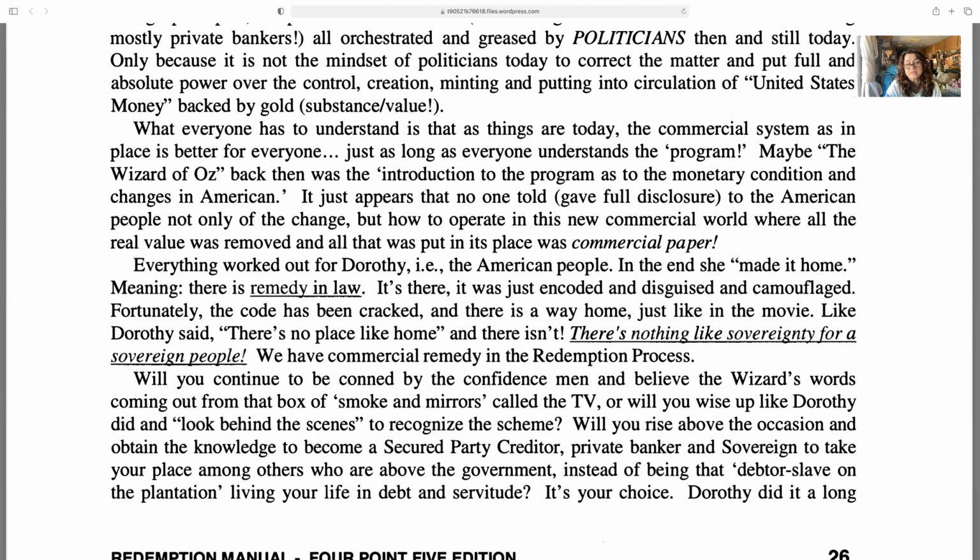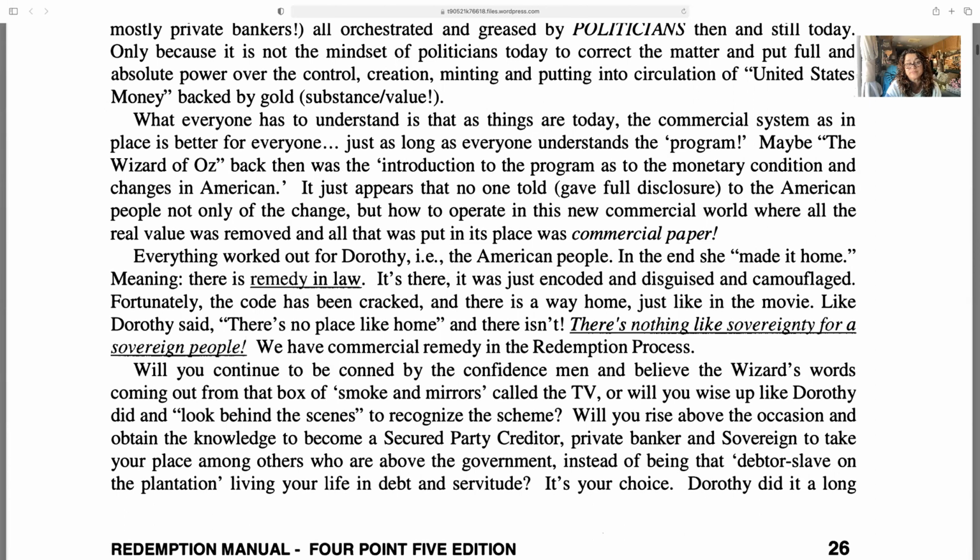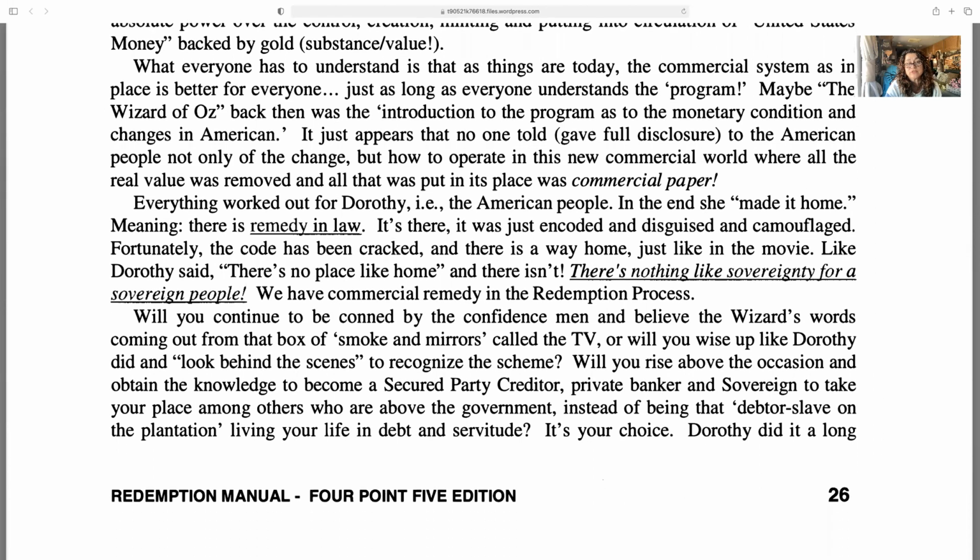Wow, yeah, I can see that. That's wild. Everything worked out for Dorothy, for example, the American people. In the end, she made it home, meaning there is remedy in law. It's there. It was just encoded and disguised and camouflaged. Fortunately, the code has been cracked and there is a way home. Just like in the movie, like Dorothy said, there's no place like home, and there isn't. There's nothing like sovereignty for a sovereign people.